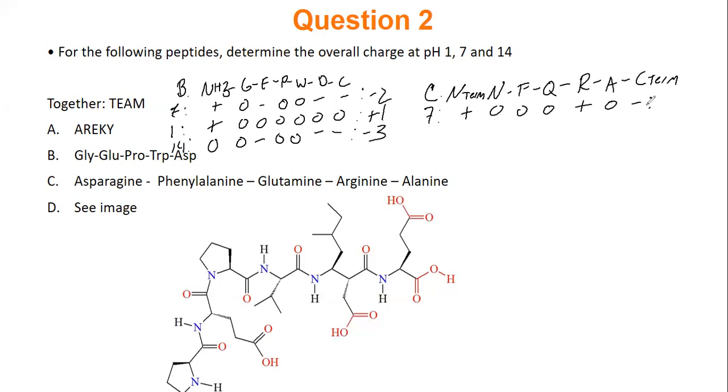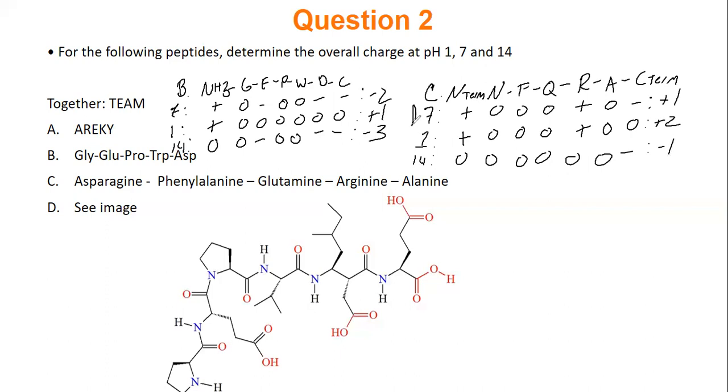So at a pH of 7, this is +1. At pH 1: positive, neutral, neutral, neutral, positive, neutral, neutral. So it goes up to a +2. Then at pH of 14: neutral, neutral, neutral, neutral, neutral, neutral, and it stays negative, -1. Again, pH of 7 is really your home base for this. This is really how I'm figuring all this out, is that I've learned these at a pH of 7, and then you just go from there.